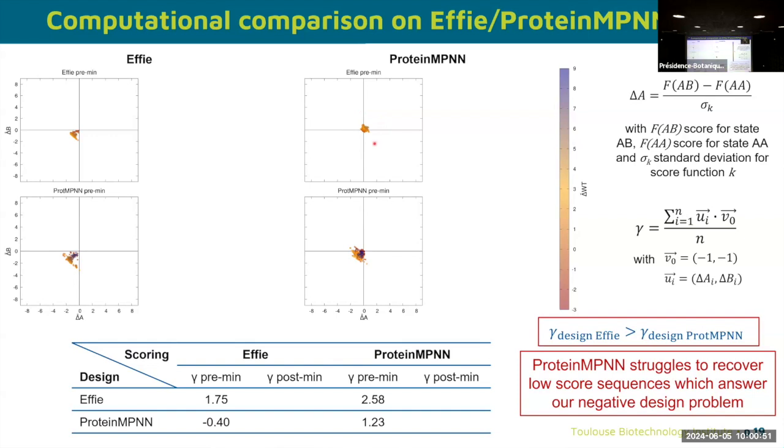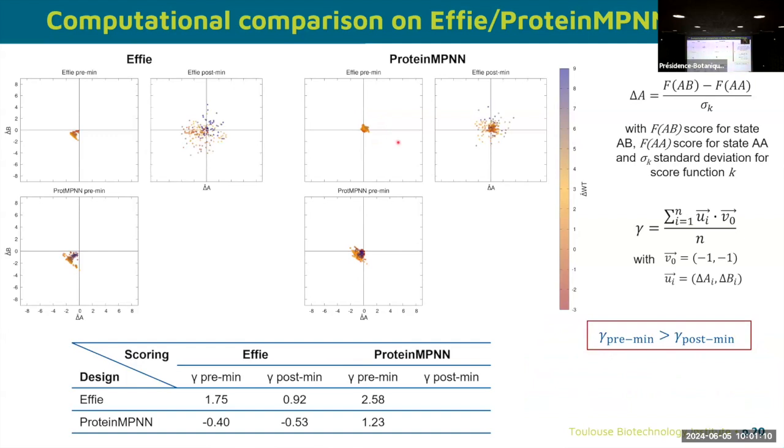After minimization, we have more scattered plots, which come from the big distortion of the conformation that obviously influences the scores. But we can still see that we have more negative differences for the EFI designs than for ProteinMPNN, and this is also reproduced when scoring with ProteinMPNN. But we seem to have stronger discrimination with EFI than with ProteinMPNN.